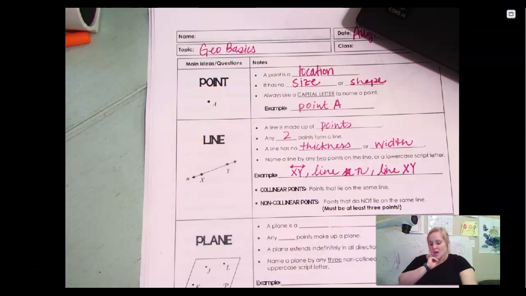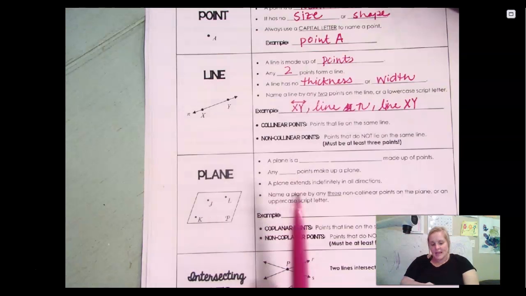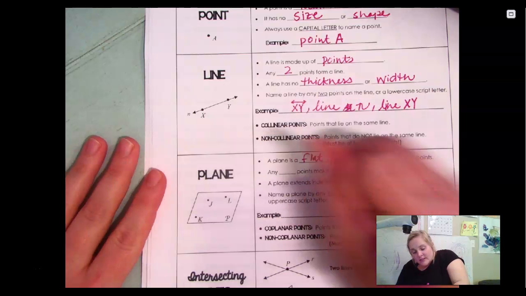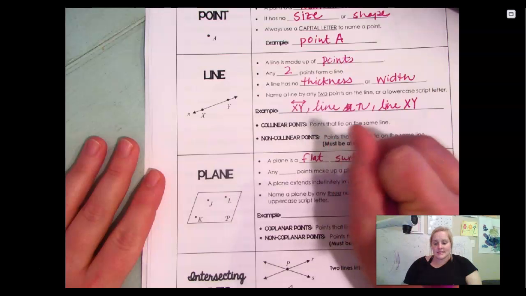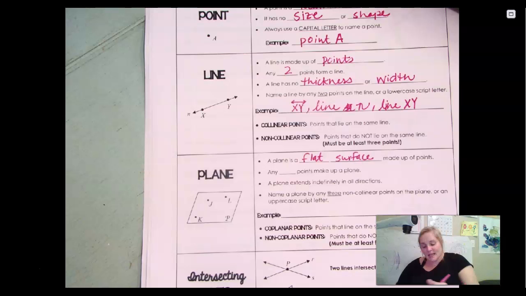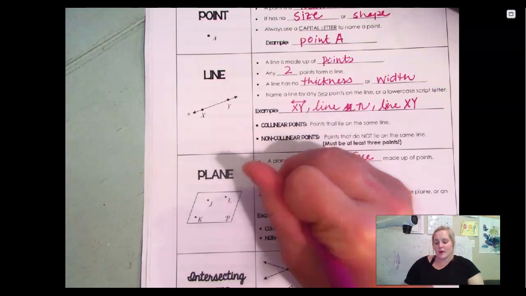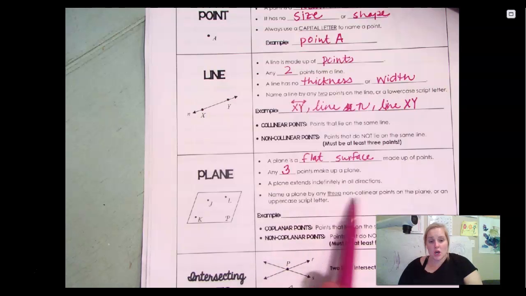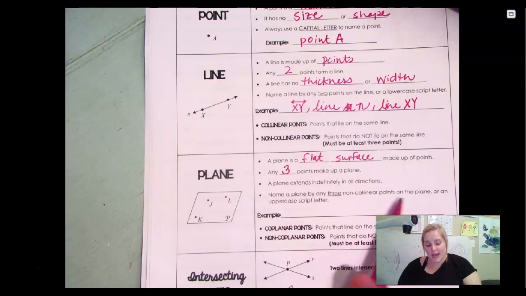Okay? The next thing we're going to talk about is a plane. A plane is a flat surface. A plane is a flat surface made up of points. Any 3 points make up a plane. A plane extends indefinitely in all directions. Name a plane by any 3 non-collinear points on the plane or an uppercase script letter.